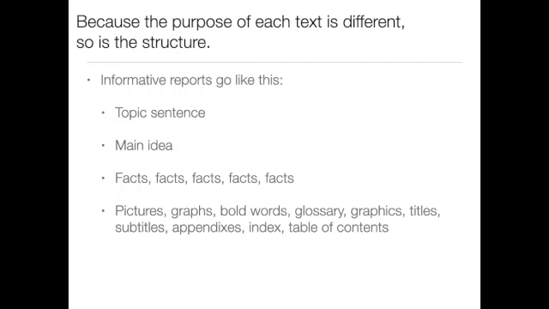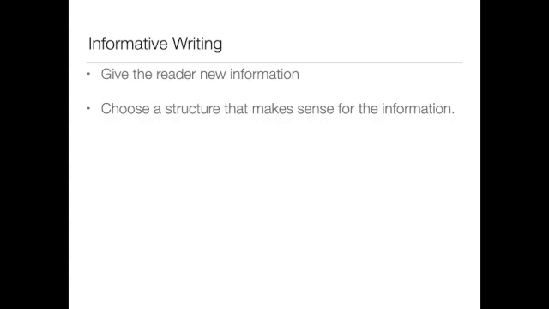So an informational report basically goes topic sentence, main idea, facts, facts, facts, facts, facts. And then you have all these other text features like pictures and graphs and bold words and titles and subtitles and diagrams that are illustrated, things like that to help you understand what's going on. The whole point is to give you new information.